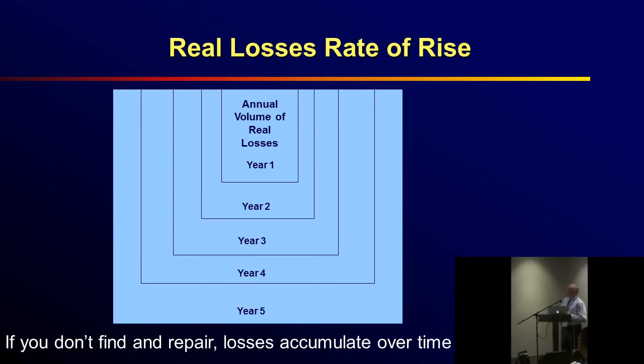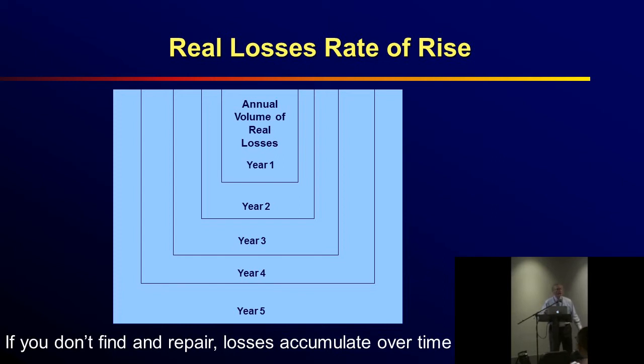So real loss rates, well, if you look at the annual volume of real losses, everyone has a certain amount. You can't get it all. But there's always a volume that's there. And if you're unable to get the leaks when they occur and you get the backlog of leaks, every year there are more breaks. And if you're doing budgeting, every year you budget about the same amount for break repair because about the same amount of leaks occur every year.